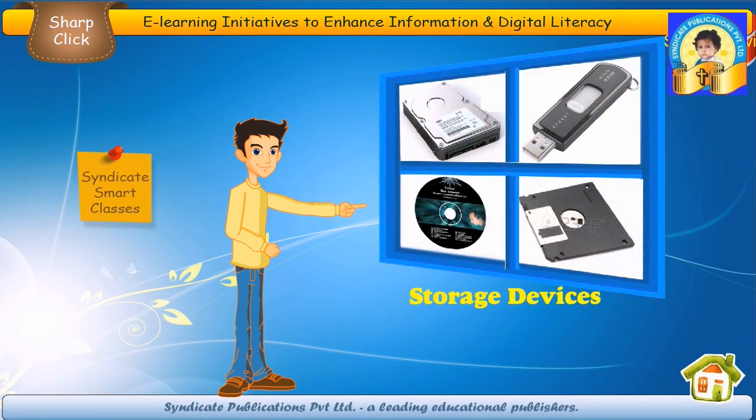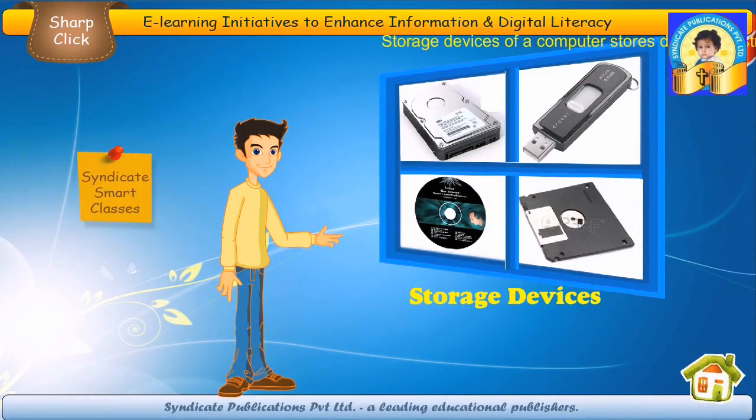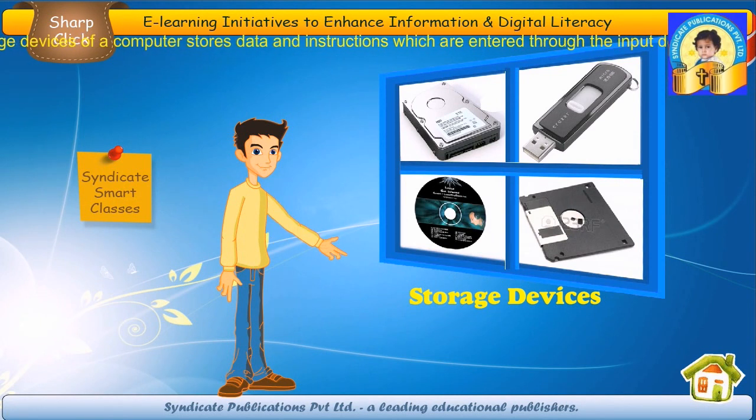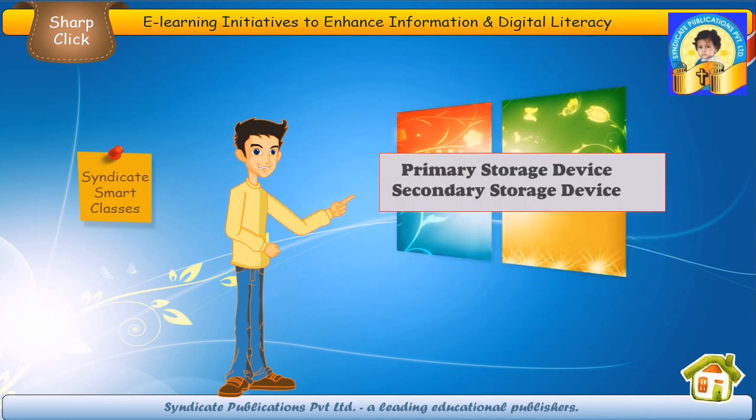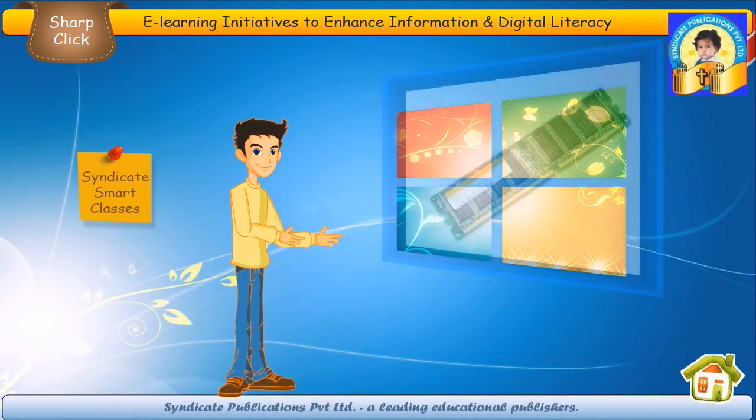Storage device. The storage device of a computer store data and instructions which are entered through the input devices. It also saves and preserves the data for the further use. The storage device of a computer system is divided into two categories. First is primary storage device and second is secondary storage device.